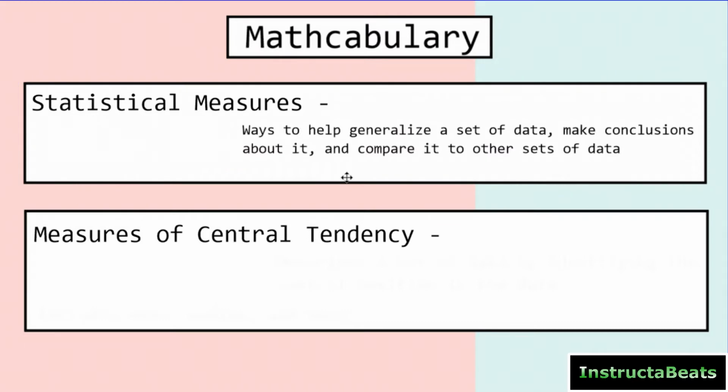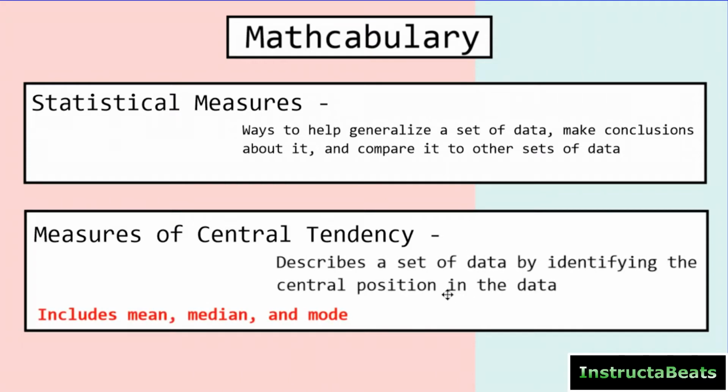And these are ways to help generalize a set of data, right? So we had all that data we just collected about every person and all of their stuffed animals. We want to be able to generalize it, make conclusions about it, and then eventually compare it maybe to another classroom, right? So we want to compare it to other sets of data. And one way to do that is using our measures of central tendency, okay?